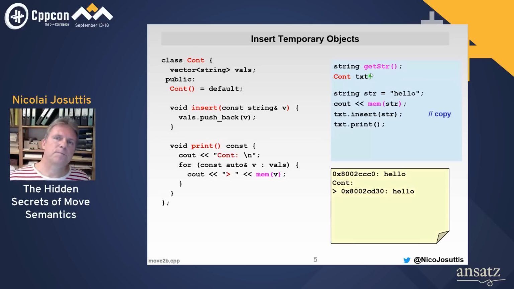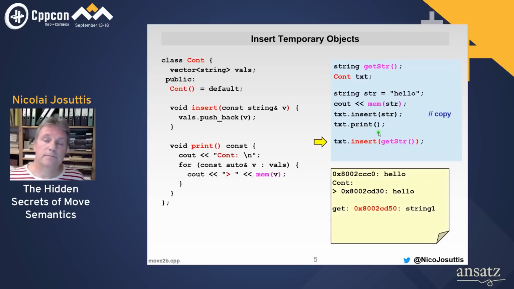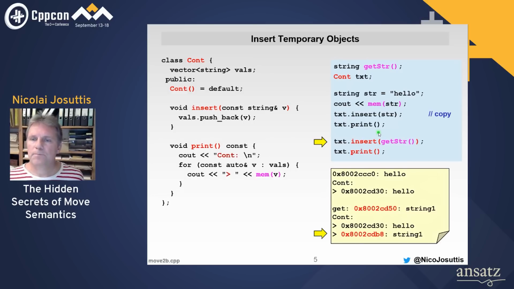So let's now come up with a new function returning a string by value and use it. And as you see, if you directly use this string to insert it into the container, it gets copied again. Why is that? Because in our class, we have no support for Move Semantics yet. And so we have a copy. So how can we improve that?